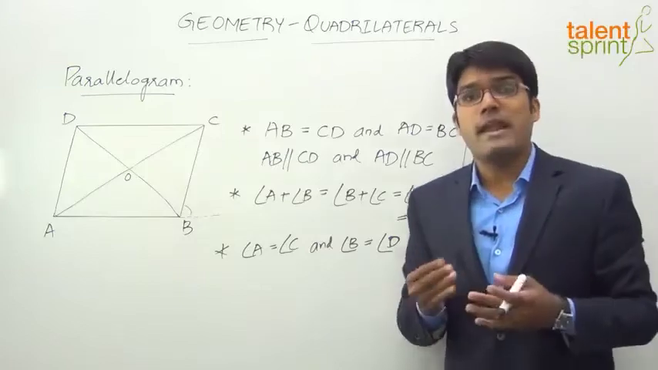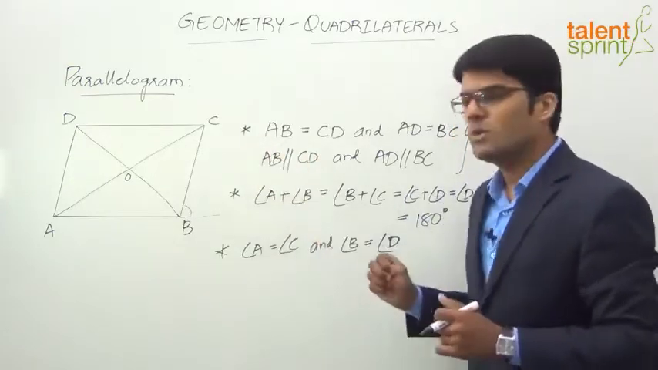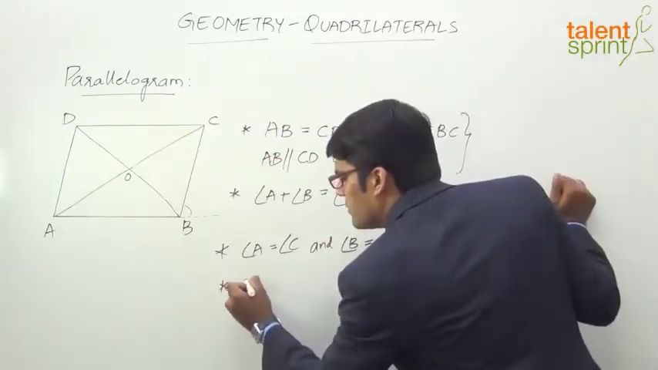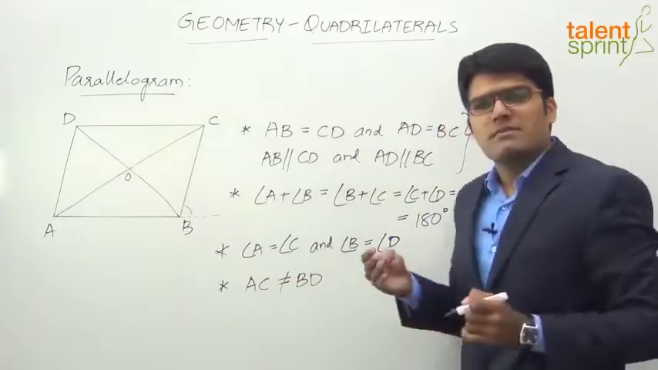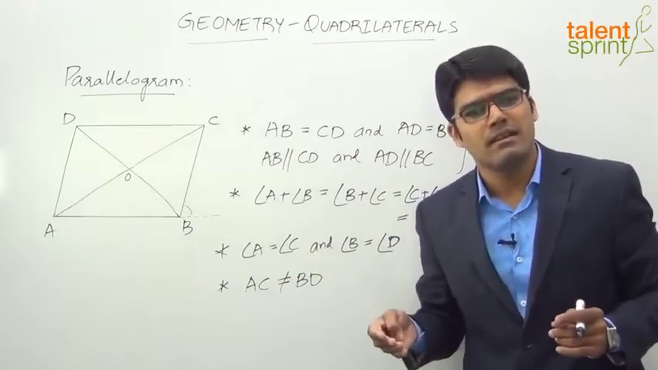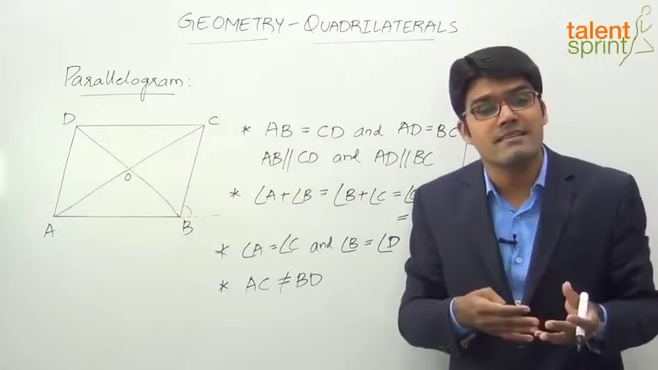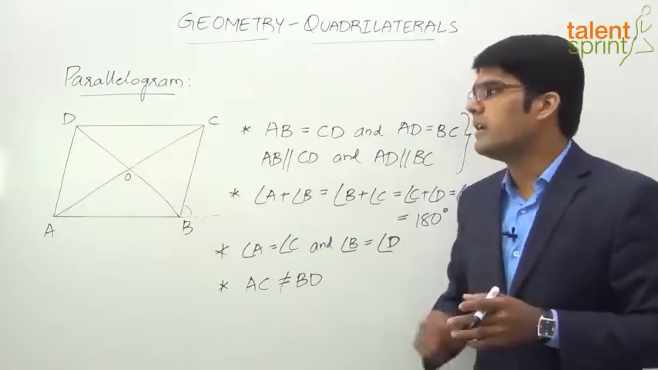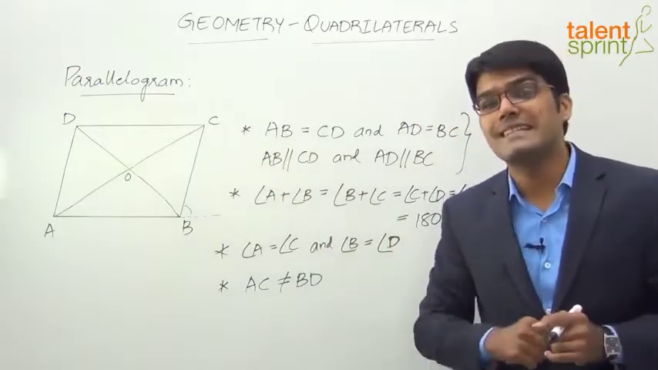Now in case of a parallelogram, the diagonals are not equal, right? AC is not equal to BD. When we discuss the other quadrilaterals, rectangle, square and rhombus, we'll talk about diagonals always: in which cases the diagonals are equal and in which cases they are not equal. So in case of a parallelogram, the diagonals are not equal, but they bisect each other, right?